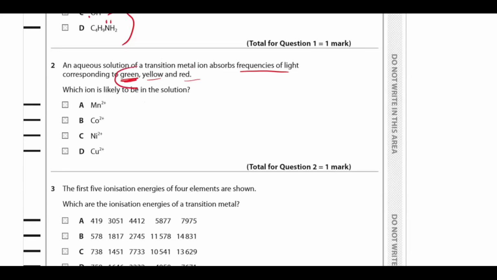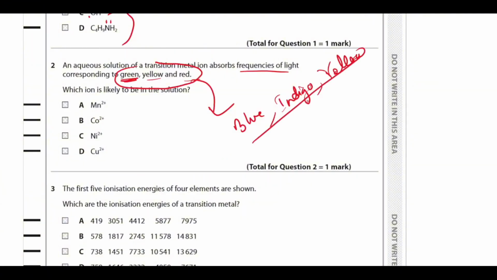So the colors which were not absorbed, we need to first identify those. That would be 3 colors, right? According to the Vibgyor concept, it would be blue, indigo, and violet. We know from previous knowledge that the frequencies of light which are absorbed are not shown by the ion.